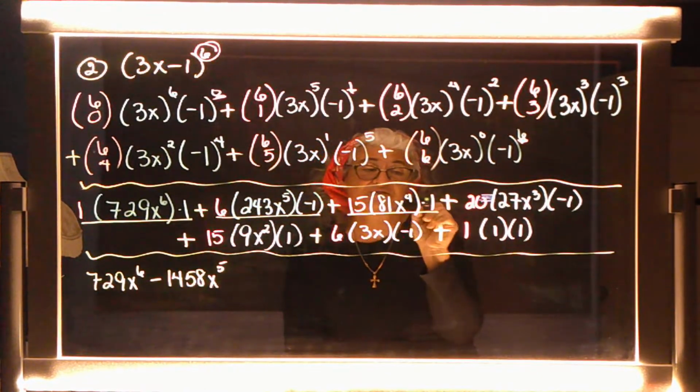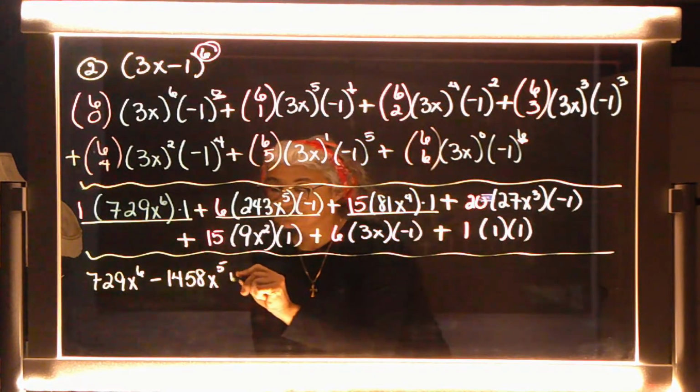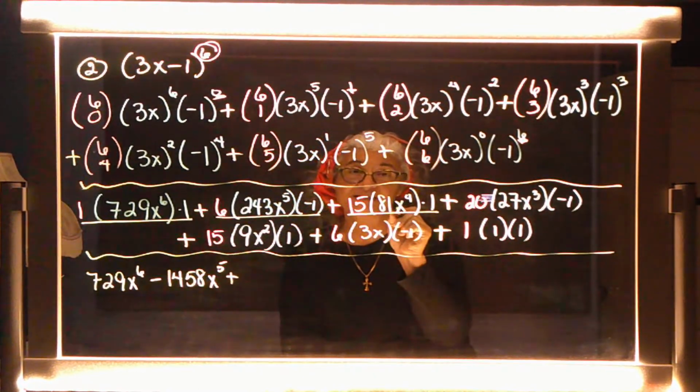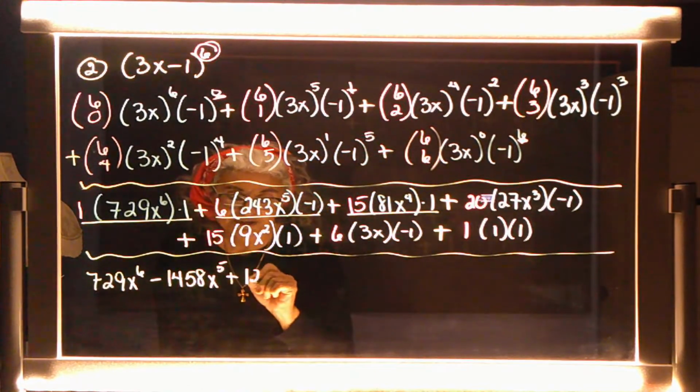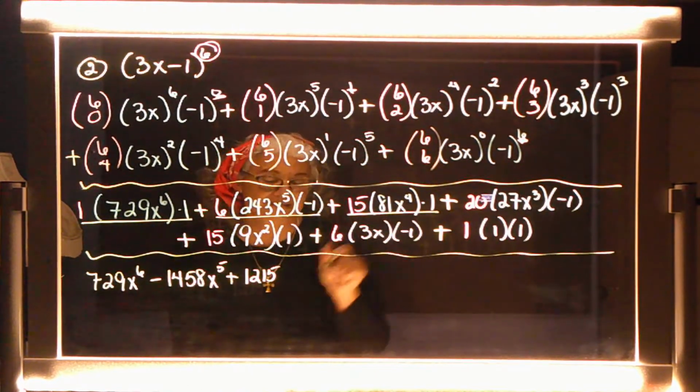15 times 81x to the 4th times 1. Yeah, it's going to be positive, but you got to do 15 times 81, don't you? What'd you get? Good. 1,215 x to the 4th.